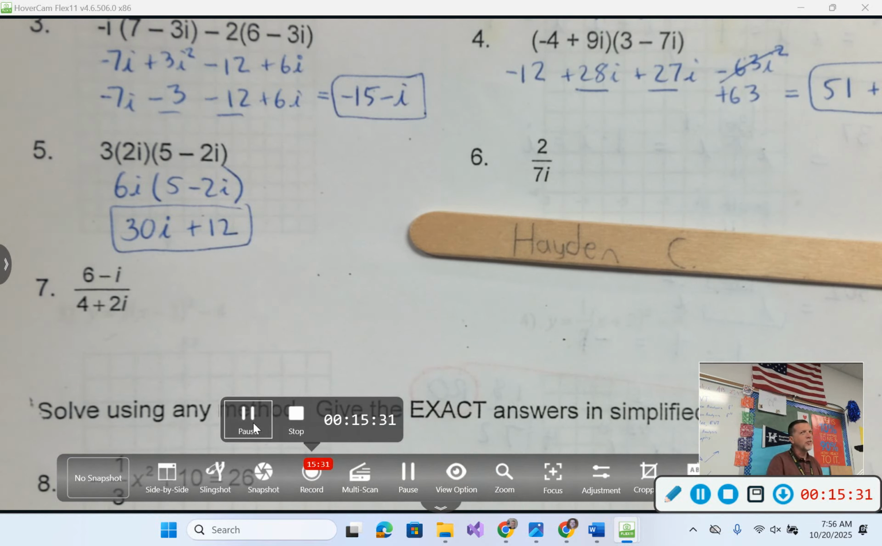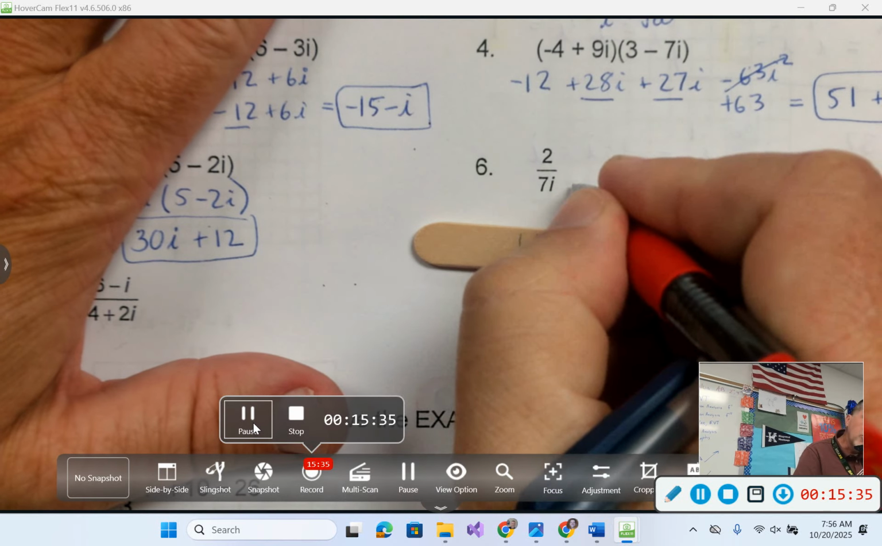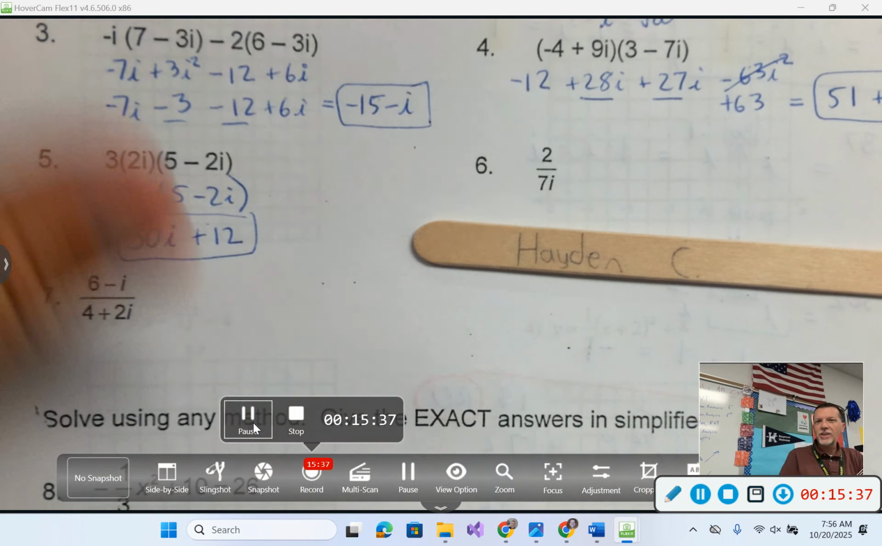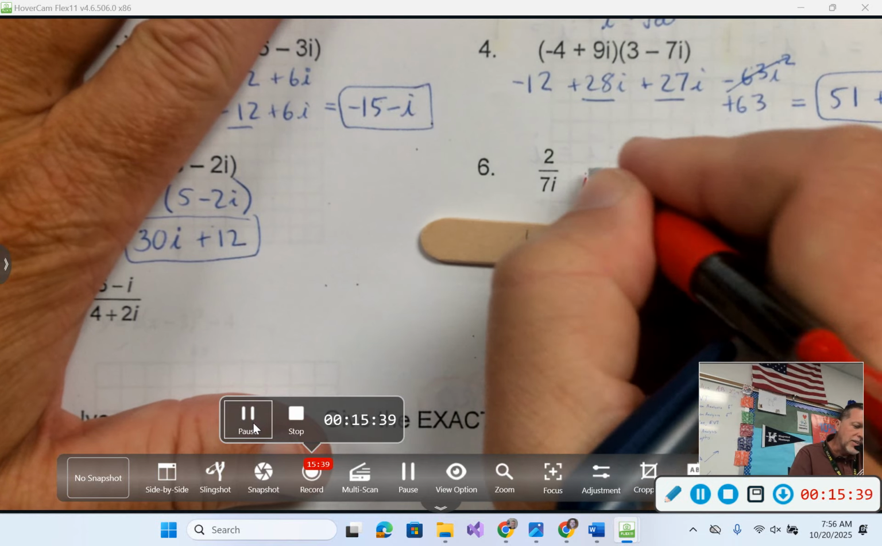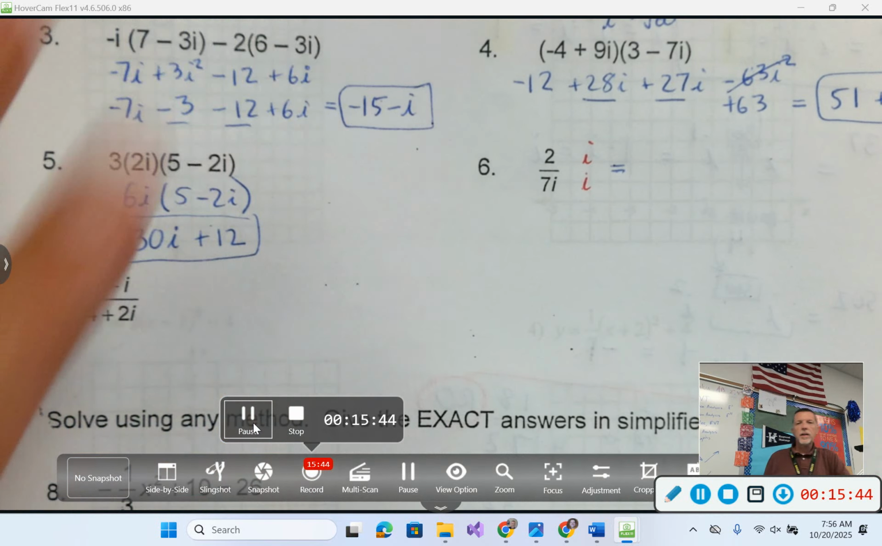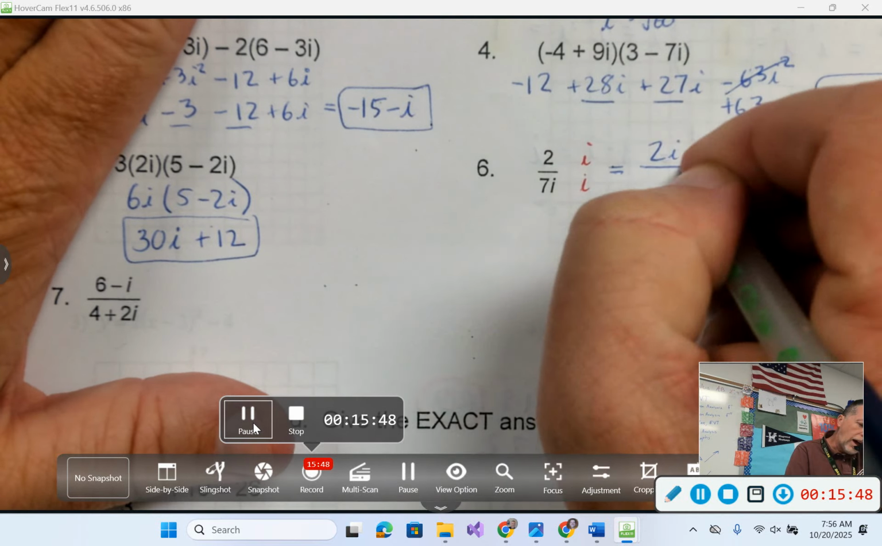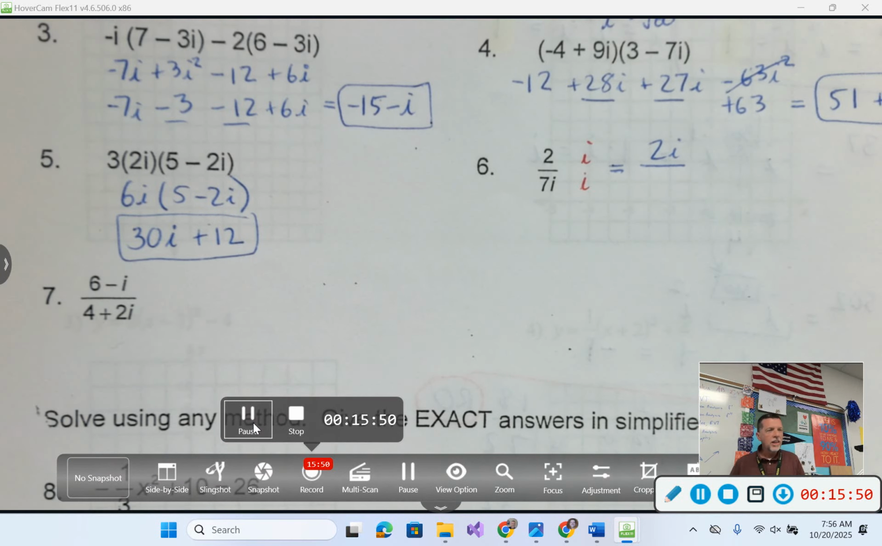You were closer the first time. You said multiply top and bottom by? Just by i. The 7's okay. I don't need to worry about the 7, but I do need to fix that i down there. So that would be 2i over negative 7. Right? Show it if you need to, but 7i squared is just negative 7.